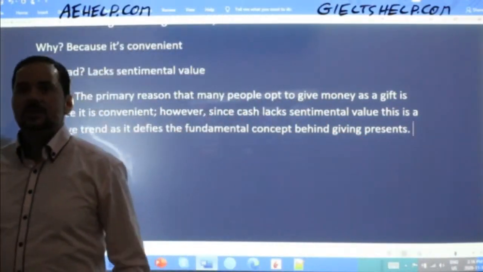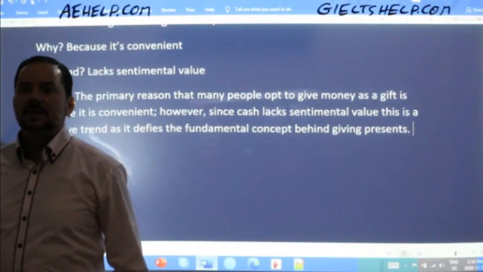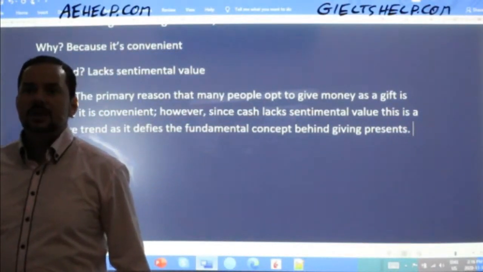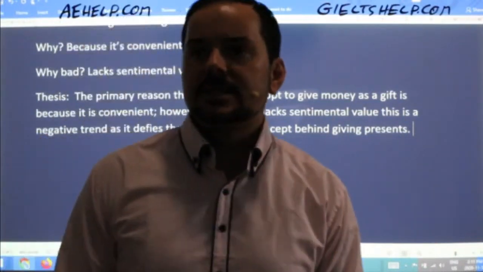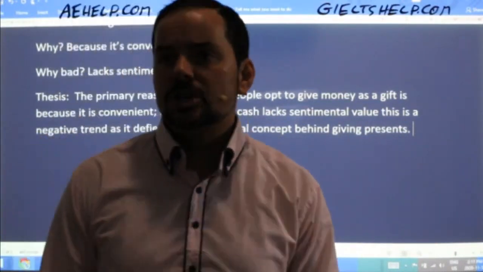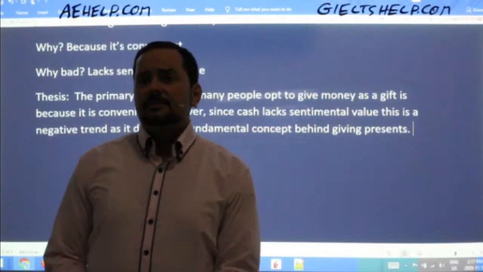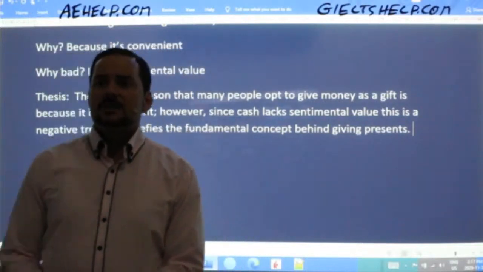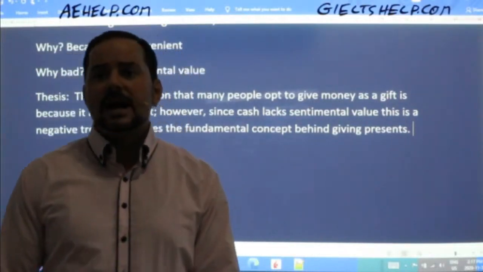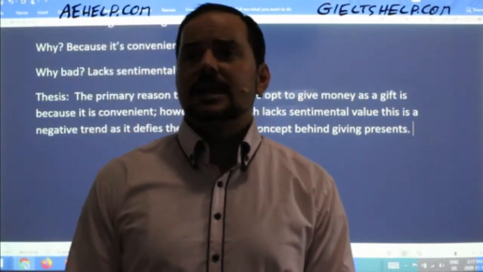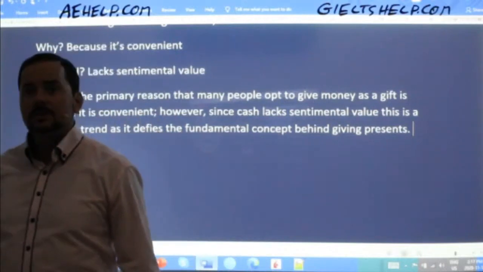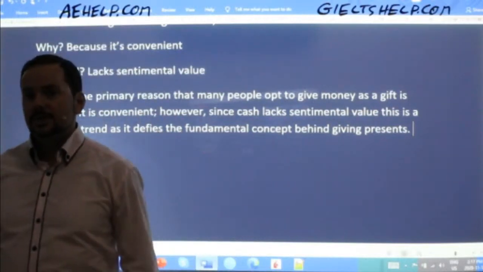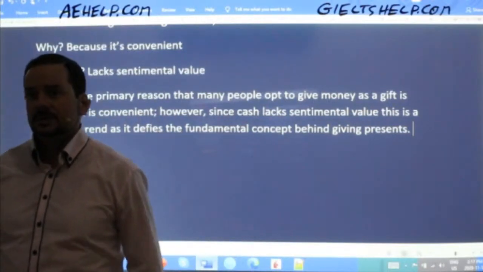Beckjohn says, although many people think that giving money as a present is a positive trend, I believe that this form of congratulation is bad because it lacks sentimental value and does not show appreciation. Lubna says, in my opinion, choosing cash as a present is because it saves time and energy for the giver. However, this is a negative trend as it lacks sentiments and is subjective. Okay, very good, Lubna. That's a solid thesis, Lubna. Very nice job with that thesis.